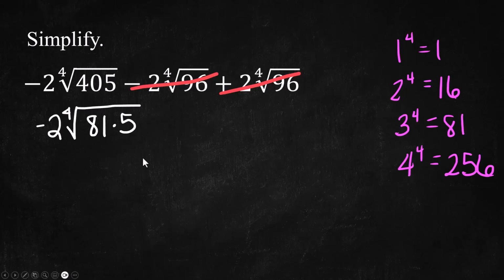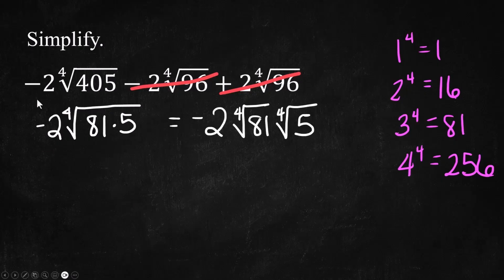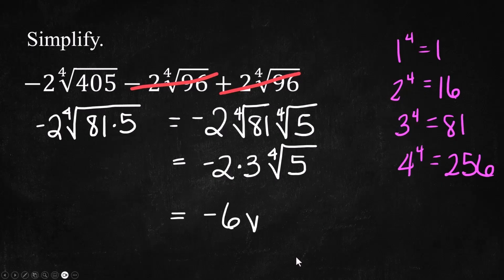So when I break this up again, I'm going to have -2 in the front, and then I'm going to have the fourth root of 81 times the fourth root of 5, and then we end up with the fourth root of 81 is 3. So it's -2 times 3 times the fourth root of 5, and we end up with -6 fourth root of 5. Put a box on it.